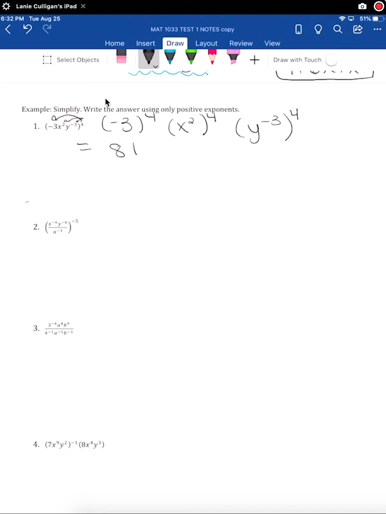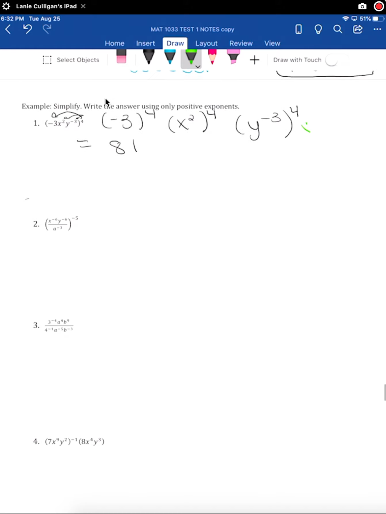X squared to the 4th power. Here I have a power to a power, so we are going to multiply our exponents. So we have x to the 2 times 4 and y to the negative 3 times 4, which will give us 81. X to the 2 times 4 is 8. Y to the negative 3 times 4 is negative 12.